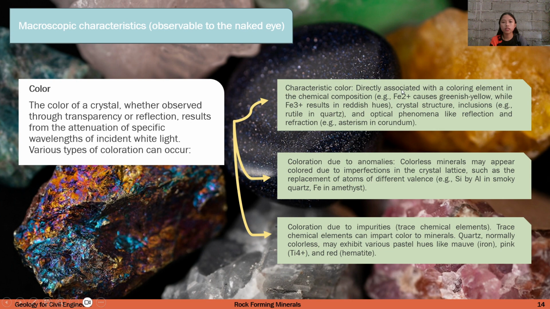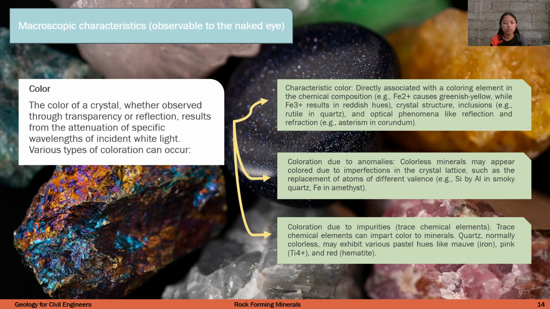Characteristic color, directly associated with the coloring element in chemical composition. Crystal structure, inclusions, and optical phenomena like reflection and refraction. Coloration due to anomalies. Colorless minerals may appear colored due to imperfections in the crystal lattice, such as the replacement of atoms of different valence. Coloration due to impurities, trace chemical elements. Trace chemical elements can impart color to minerals. Quartz, normally colorless, may exhibit various pastel hues like mauve, iron, pink, and red hematite.